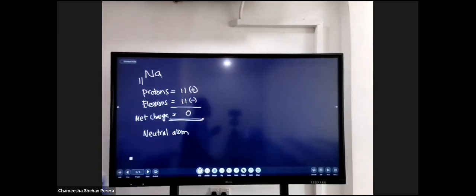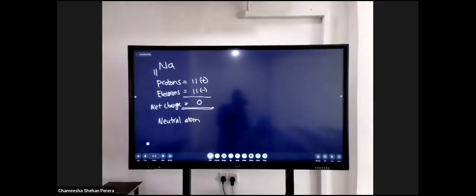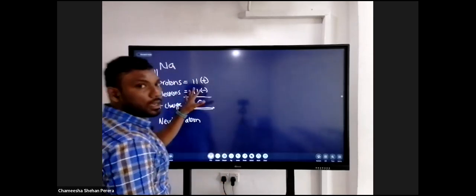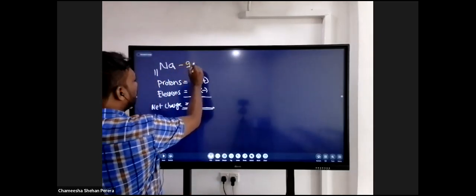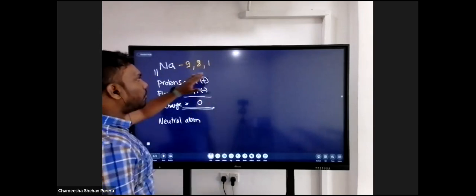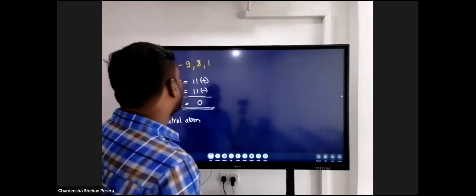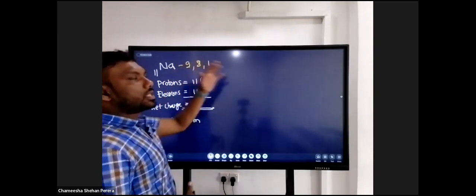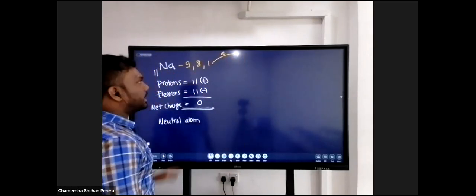Now our problem is, what if it loses one electron? Let's consider what if it loses electrons. How many electrons does it have? 11 electrons. I'll mention how the electrons are distributed. They are distributed like this, 2, 8 and 1. You don't need to worry about how these electrons are distributed now. We call it the electronic configuration. So we are going to see what happens when it loses an electron. This outermost electron will be given out.